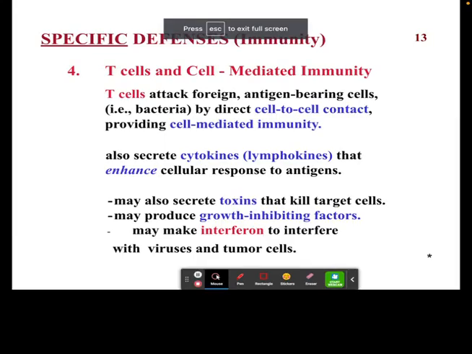All right, everybody, let's get into this. We're going to talk about T cells and cell mediated immunity.